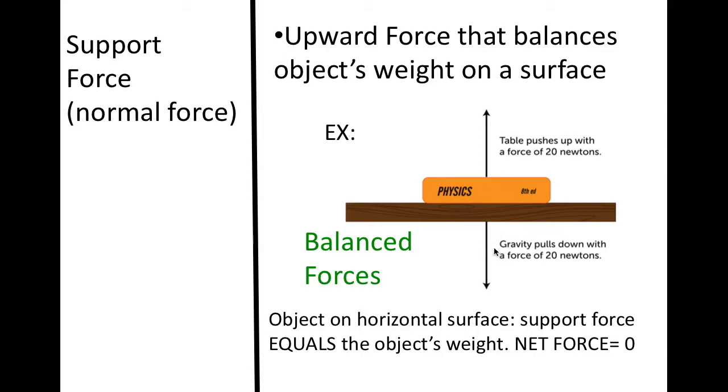So here we have gravity pulling down on the book at 20 newtons. However, the table is also pushing up with 20 newtons, therefore allowing the book to stay in place. It also keeps the physics book from going into the ground. So this is a balanced force, and this is also known as support force.